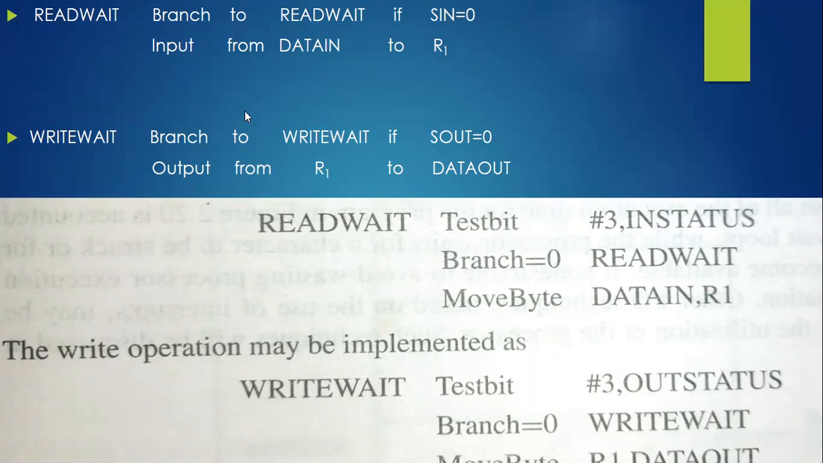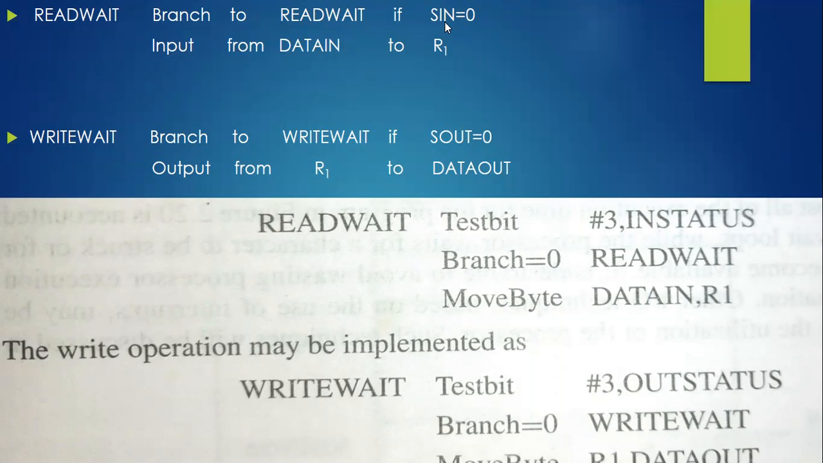Don't get confused. If it is equal to 1, then we are violating this condition, so there is no need to go to read wait, no need to branch to read wait. We need to come to the next line. What is this? Input from data in into R1.